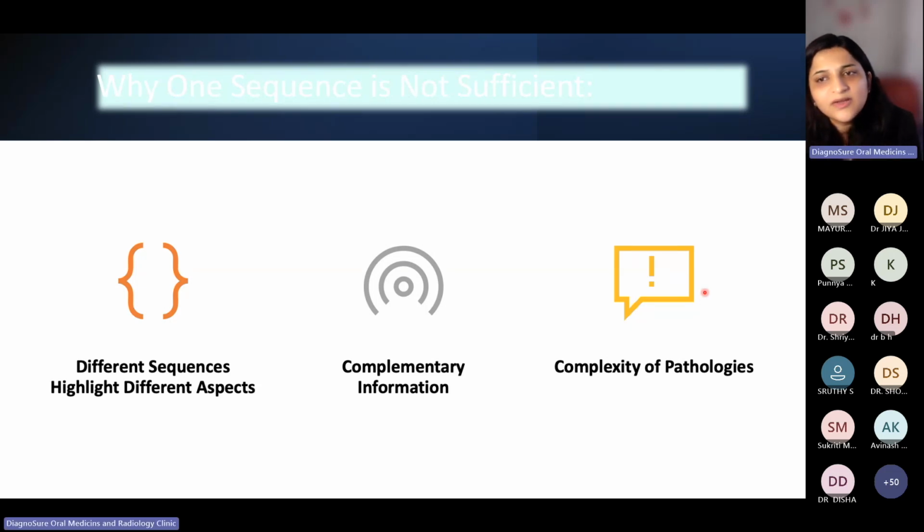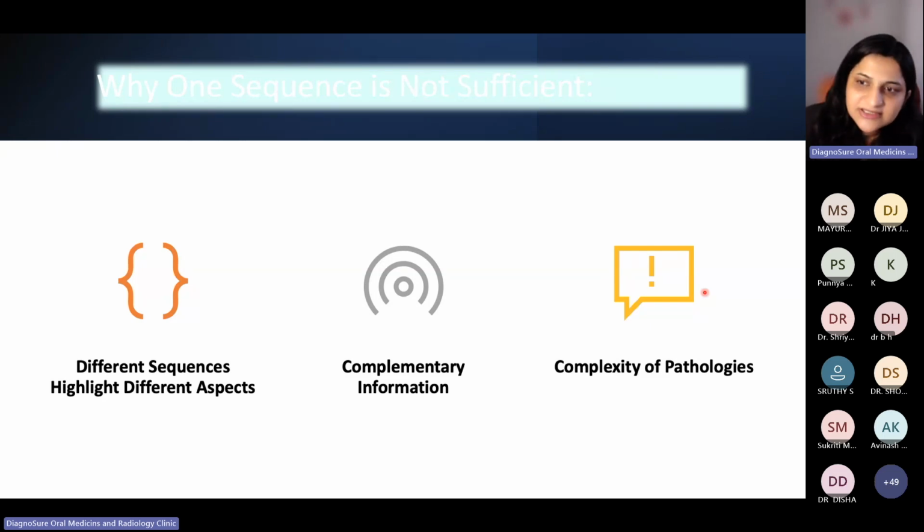So in short, different sequences highlight different aspects. Each MRI sequence provides unique information and highlights specific tissue characteristics or abnormalities. Relying on just one sequence would limit the ability to fully characterize and diagnose conditions. Each sequence provides complementary information for a thorough radiological assessment. Multiple sequences are needed to get a complete picture of anatomy, pathology, and functional status of the tissue. Combining all these images allows for more accurate diagnosis and better treatment planning.